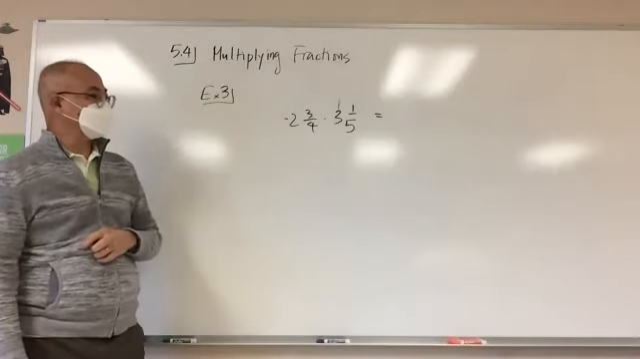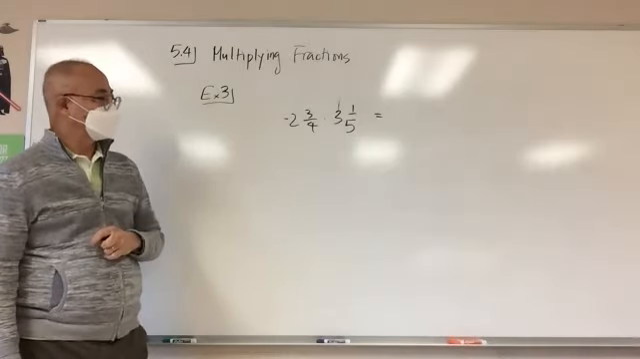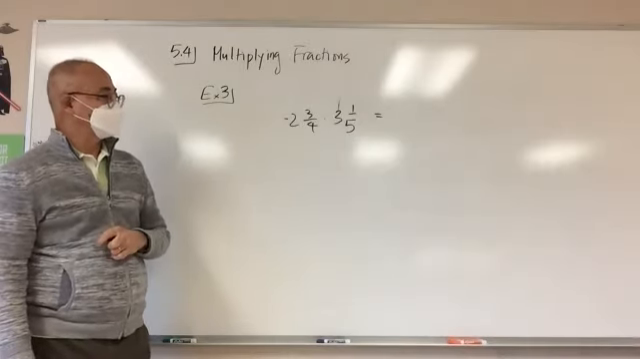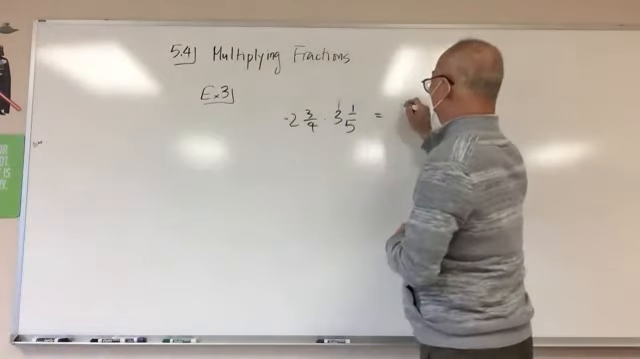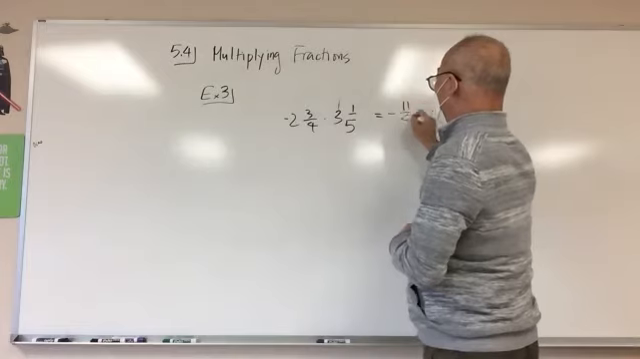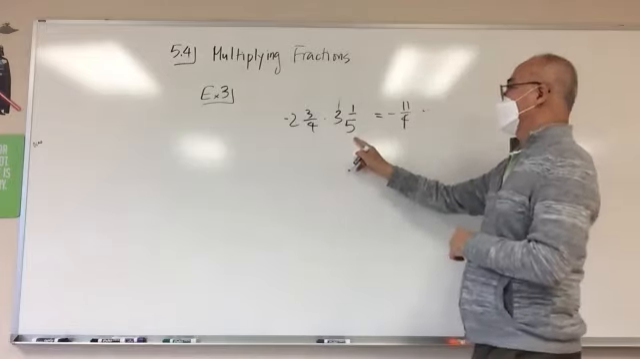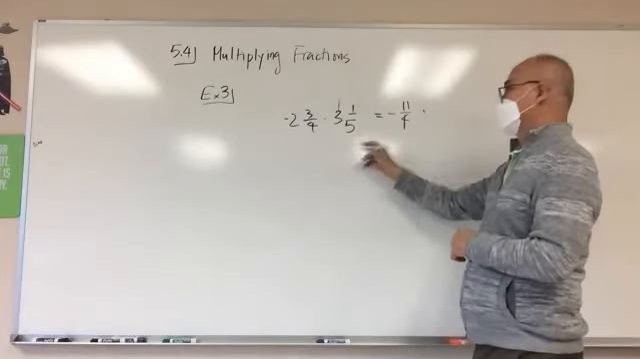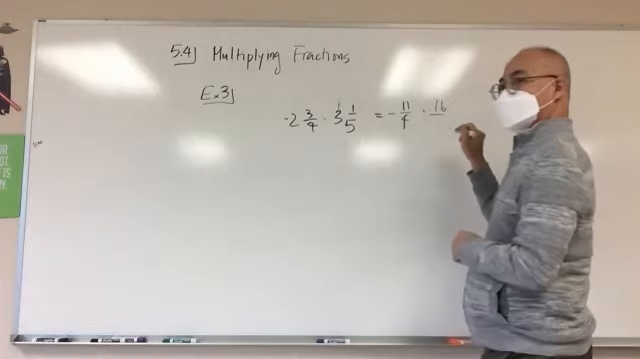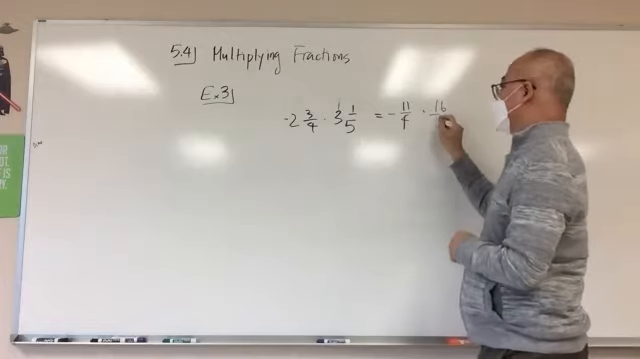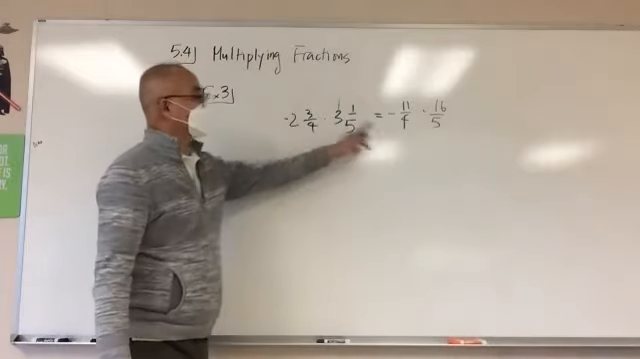Pastor, walk us through this. You go 4 times 2 plus 3, which is going to be 11. Okay. And 5 times 3 plus 1, which is going to be 16. Over 5, right? And it's a negative number, right? If you have a negative number times a positive number, it's a negative number, right?